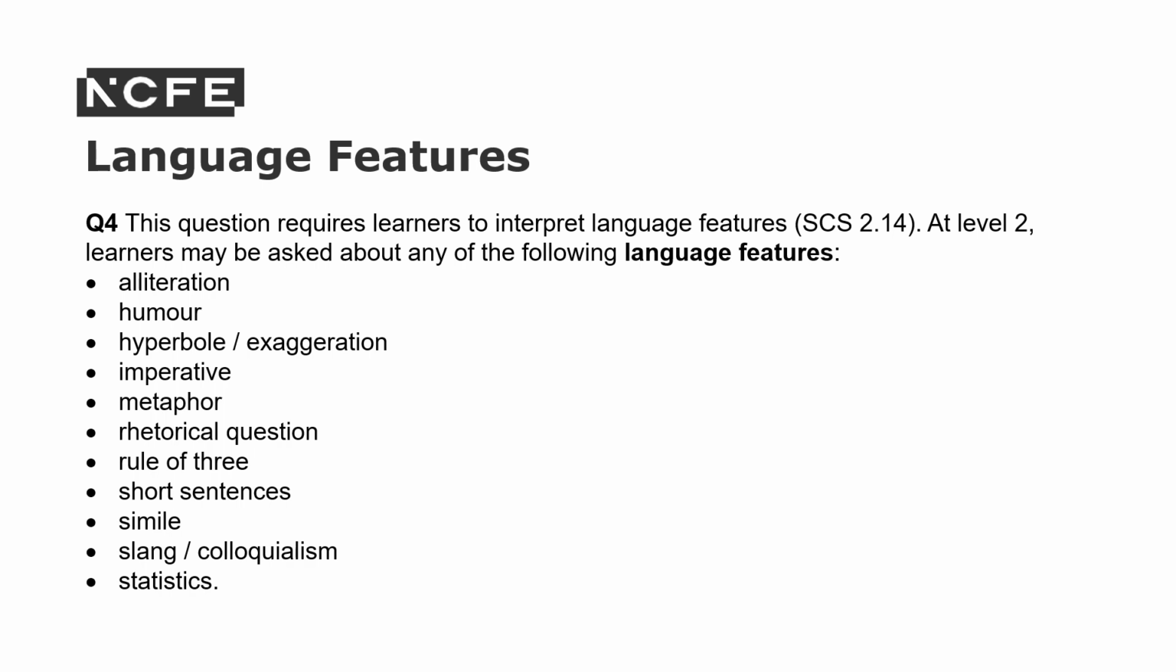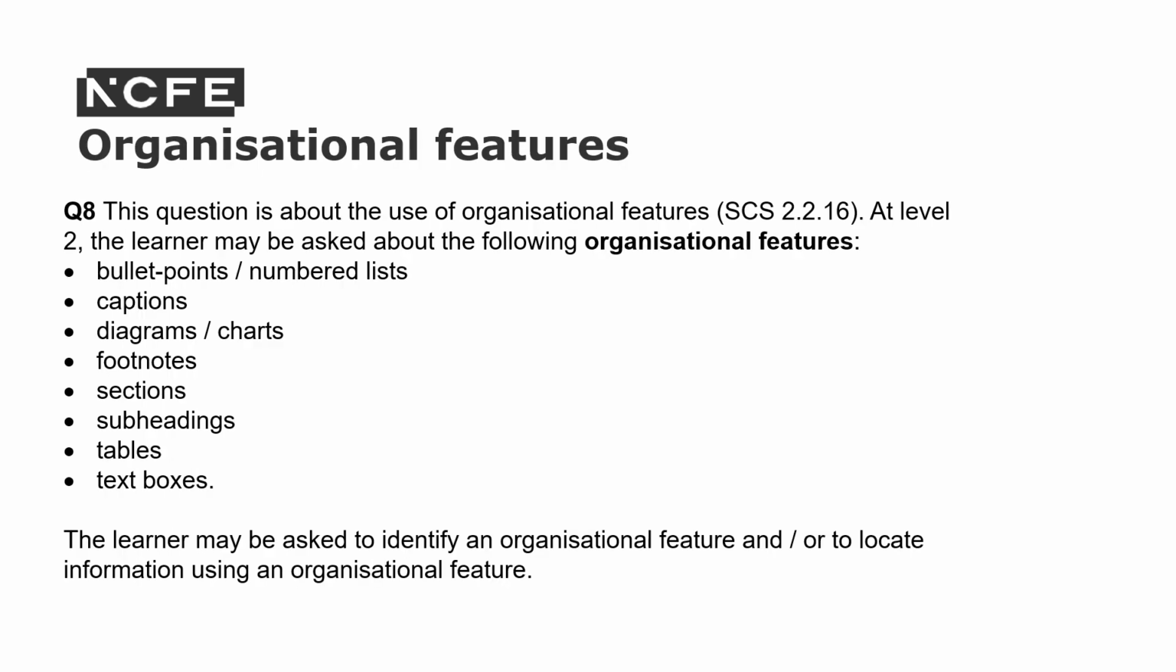Language features. So here we have a list of the language features that a Level 2 learner needs to know as well. The learner may be asked to identify an organisational feature or to locate information using an organisational feature. They need to know those that are on the list.